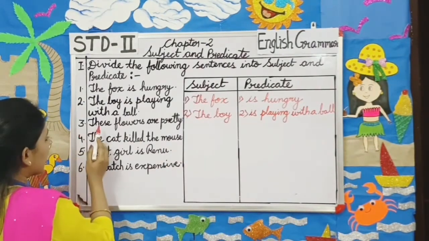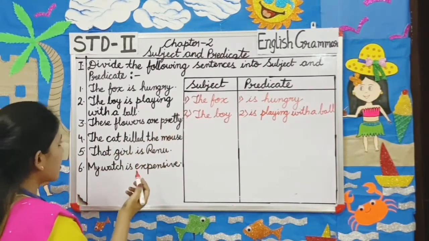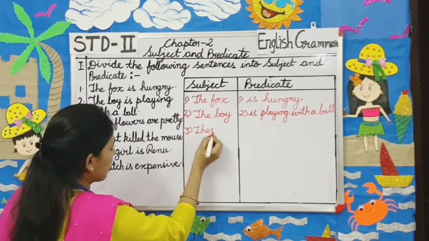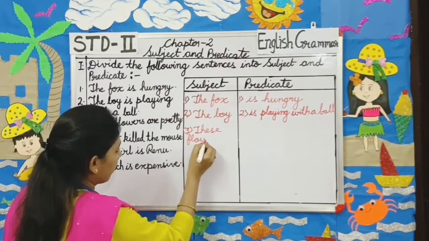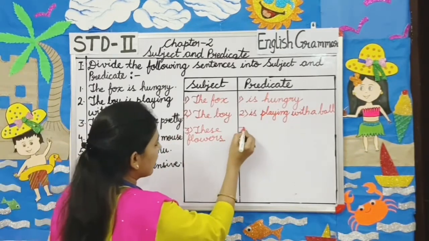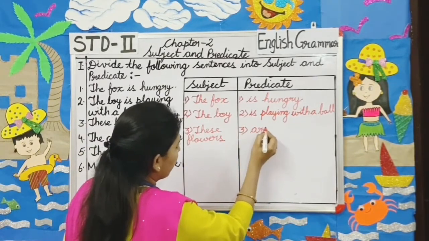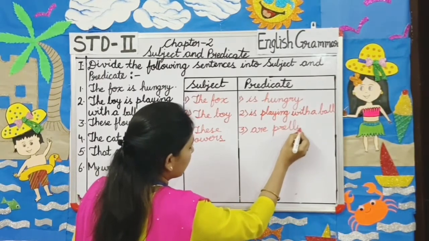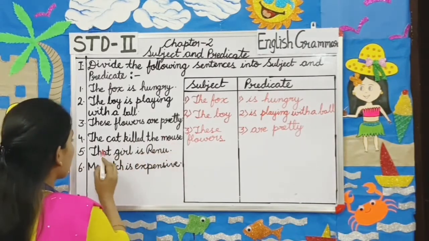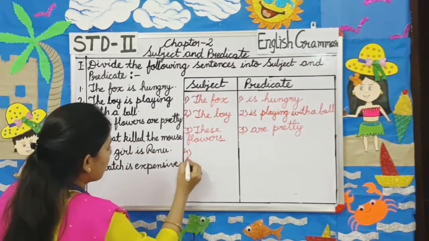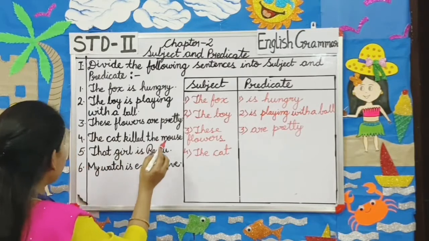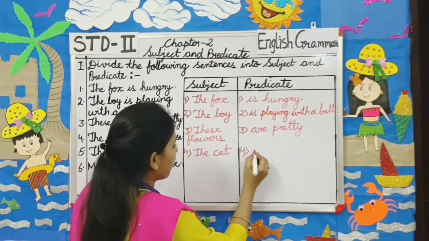Number 3. These flowers are pretty. What is the subject over here? Yes, these flowers. So you will write down this in the subject column. And pretty will be written in the predicate column. Number 4. The cat killed the mouse. So the cat is the subject over here. And killed the mouse is the predicate.